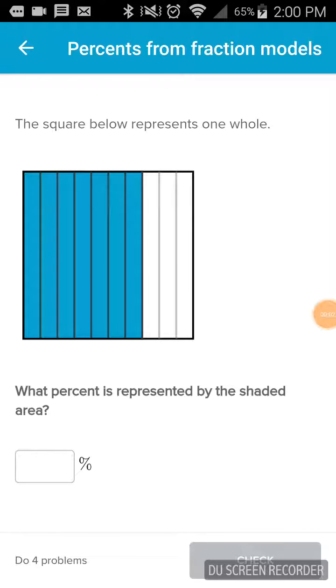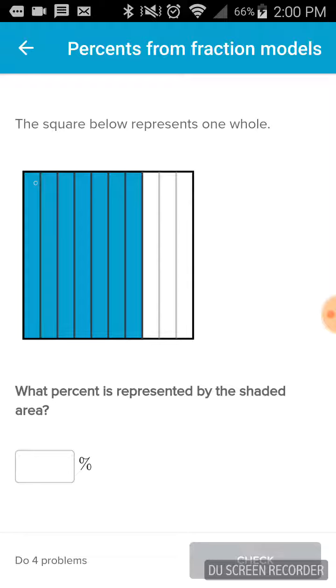So how do you use a model to understand percentages? Well, here we have a square that represents one whole, and they want to know what percent is represented by the shaded area. Well, we know that the whole entire thing all the way around is supposed to be 100%. Well, if this is cut into 1, 2, 3, 4, 5, 6, 7, 8, 9, 10 columns, that must mean that each column is worth 10 because 100 split into 10 pieces is 10.